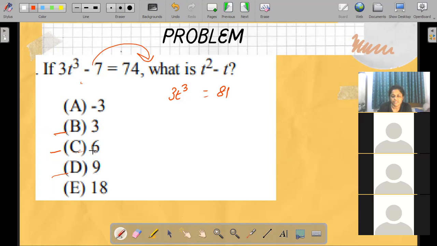Who came up with this C? Aarti. Oh, ma'am. Okay, Aarti. So what went wrong? I got B. Ma'am, actually what happened? I got the correct value of t, but while doing that t square minus t, I did it wrong. Okay. So that was a silly mistake. Ma'am, up to 83, I did it correctly, but after that, I got confused. Up to t equal to 3, I did it correctly.